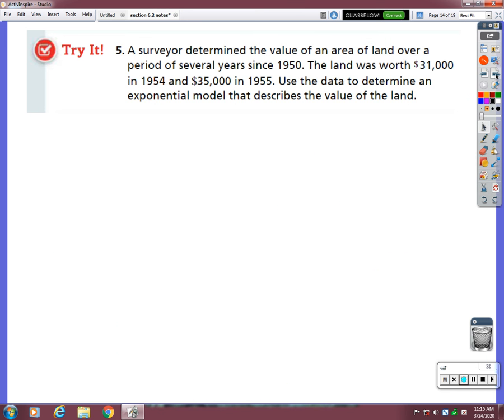So like I said, that's pretty simple. Here's another one you can try if you want on your own. Pause the video and work your way through that.